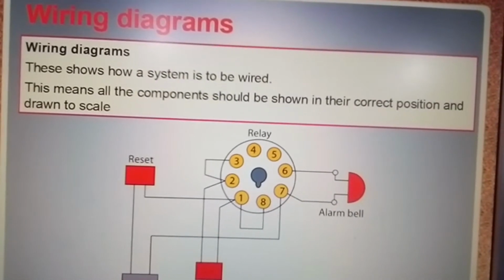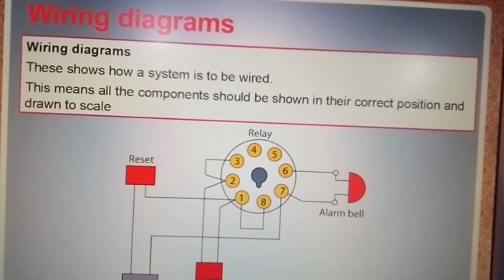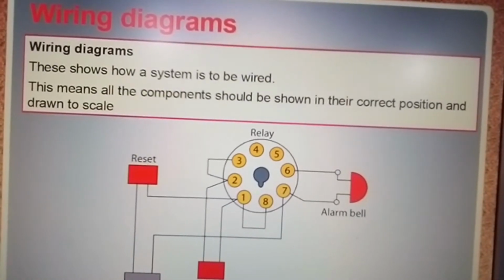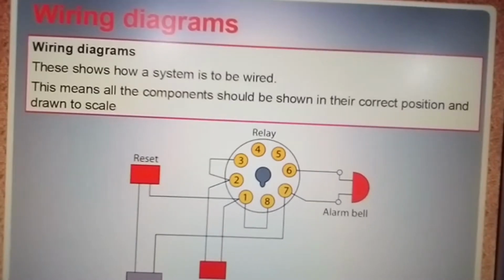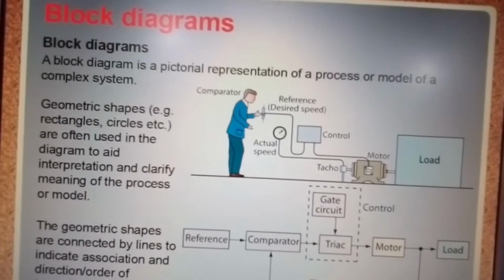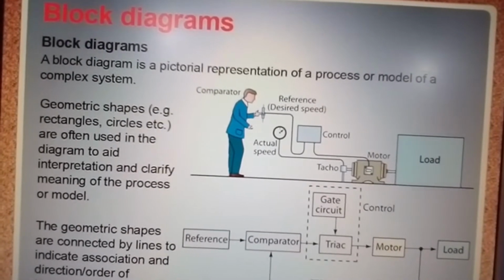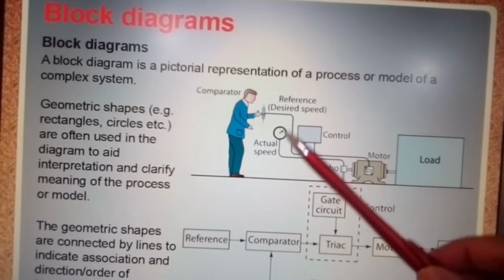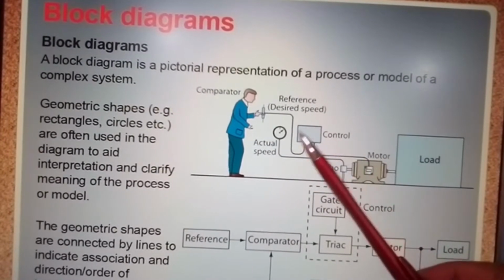Now, this shows how a system is to be wired. This means all the components should be shown in their correct position and drawn to scale. Okay, that's your wiring diagram. Your block diagrams, okay, here you have your block diagram. This diagram represents the mechanisms and the working of the system.